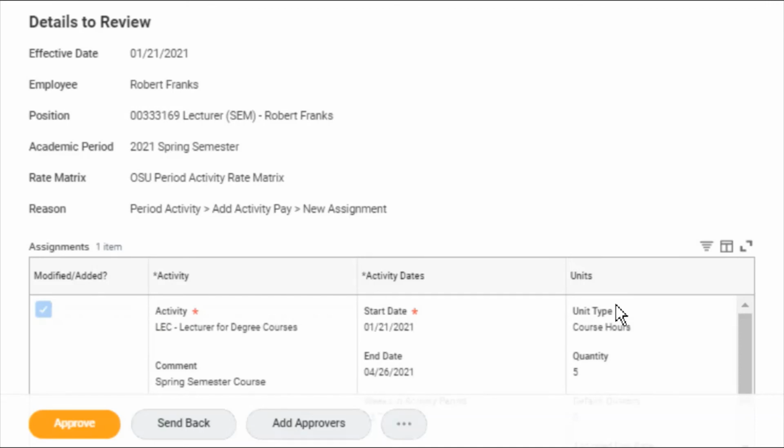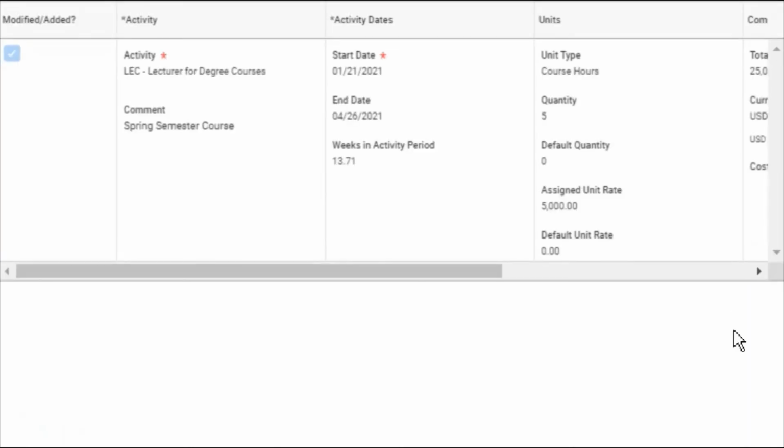Next, I will take a look at the assignments table. I'm going to click the double arrow in the right-hand corner to enlarge the view. First, I will review the activity and ensure that it's correct with the individual's position. Then, I will review the activity dates. First, the start date. This should align with the first day of the semester. For fellowships, this would be the first day of the school year. Next, the end date. This should align with the last day of the semester. For fellowships, this would be the last day of the school year, not one semester.